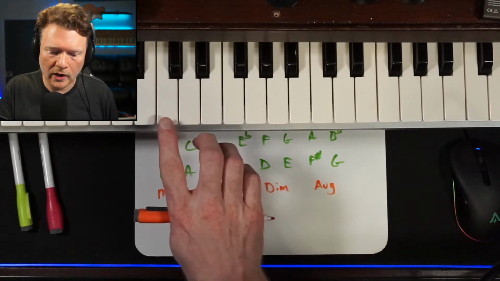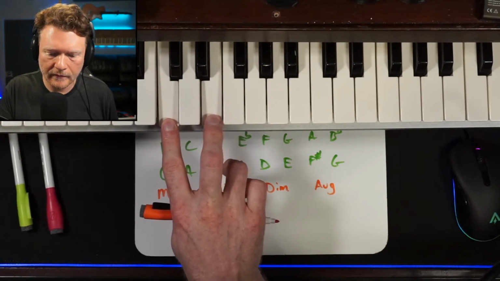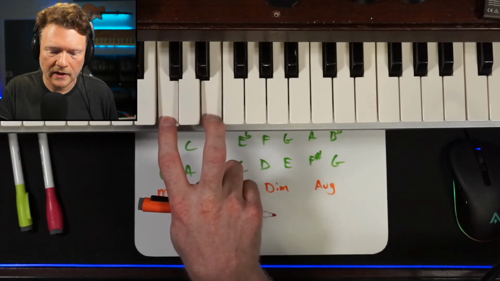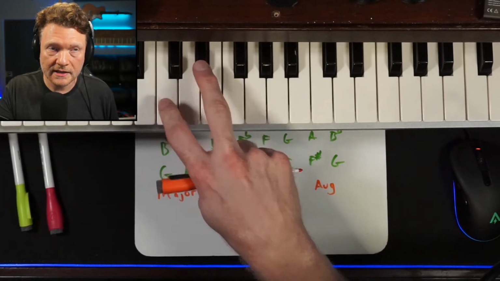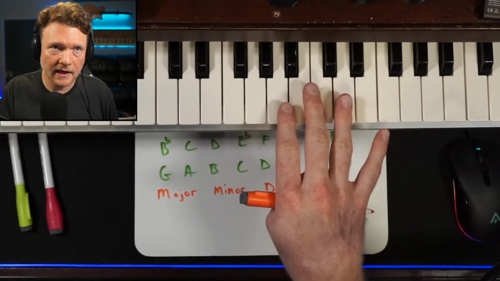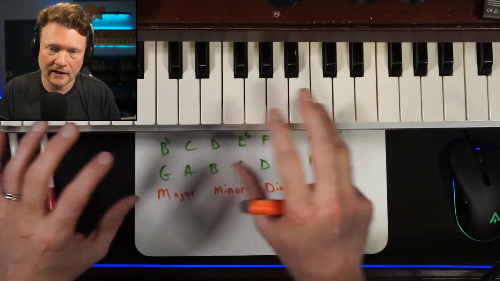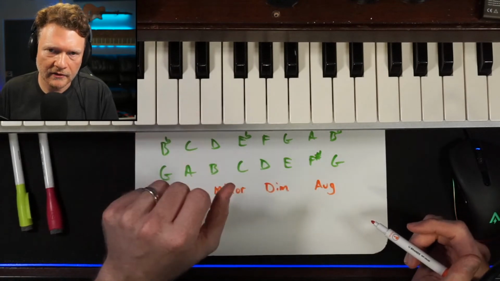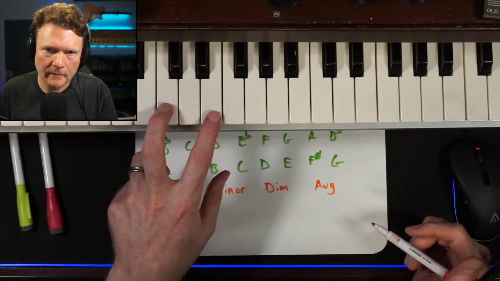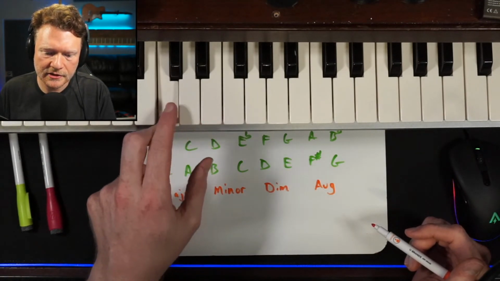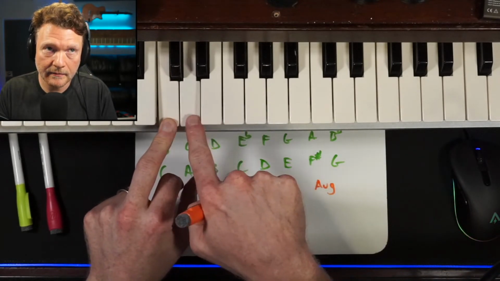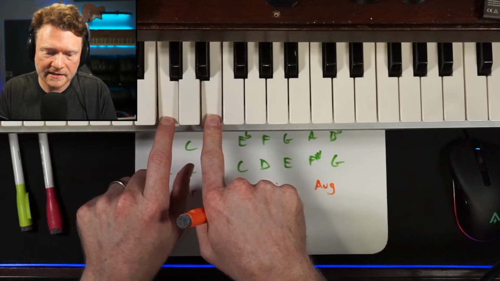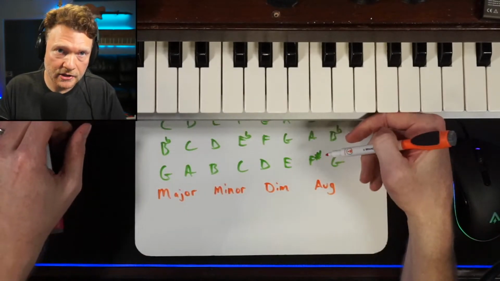If you went from the 1 to the 3, that is a third interval. Okay, and this happens to be a major third. If you go to the flat 3, it's a minor third. That's really hard to think about in terms of keys and getting all that figured out. So it's easier just to break it down into the number of steps or the whole steps. So a major third is 2 whole steps. So we go up a whole step to D, and then another whole step to E. That's a major third.